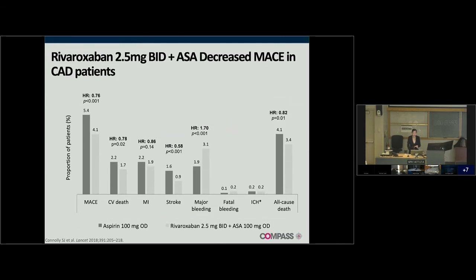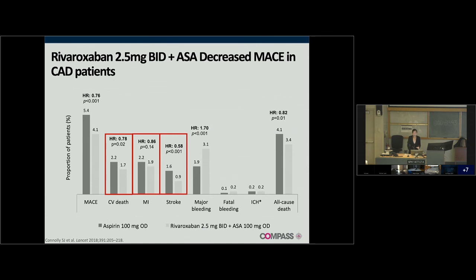Now, if you like bar graphs instead, I put that in there for you. And even though there was a significant decrease in MACE, this was mostly driven by cardiovascular death and stroke. So the decrease in cardiovascular death was about 24%, and of stroke was about 42%. And that's actually quite a very remarkable number as well. Now, the reduction in MI was a trend towards a reduction, but not a significant reduction.